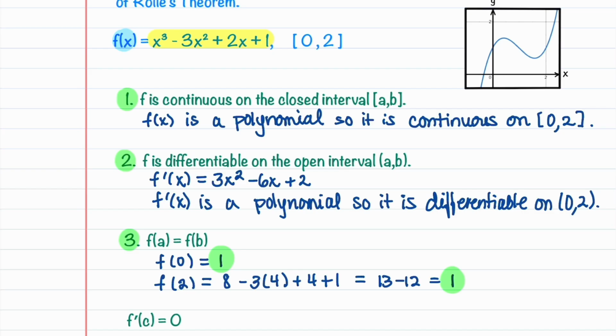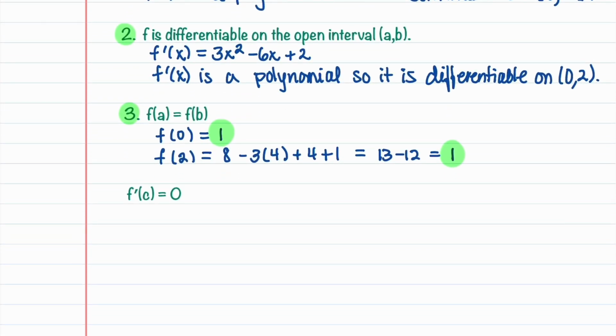Now what we need to do is we want to find all numbers c that satisfy the conclusion of Rolle's theorem. And the conclusion of Rolle's theorem is that there is a point c between a and b where f prime at c is equal to 0. So what we have to do is we have to find the derivative, which we've actually already found in step 2, and we have to set it equal to 0. So let's just copy it down again. F prime of x is 3x squared minus 6x plus 2, and we set that equal to 0.